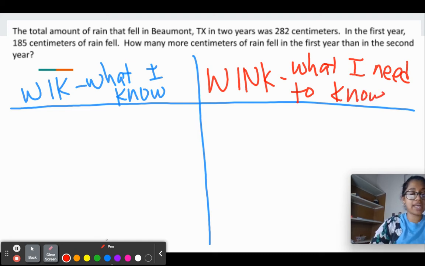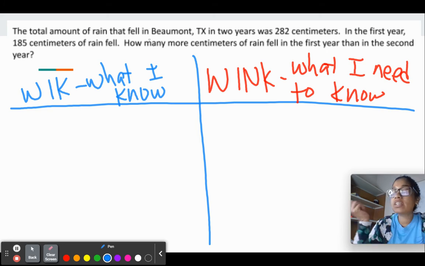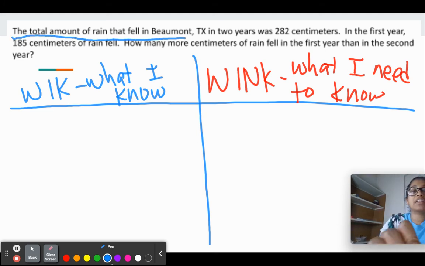All right, now let's go ahead and do part one. What is it that I know? So it says the total amount of rain that fell in Beaumont, Texas in 2 years was 282 centimeters. In the first year, 185 centimeters of rain fell. How many more centimeters of rain fell in the first year than in the second year? So let's figure out, what do I know? So I know that the total amount of rain that fell in Beaumont, Texas in 2 years was 282 centimeters.